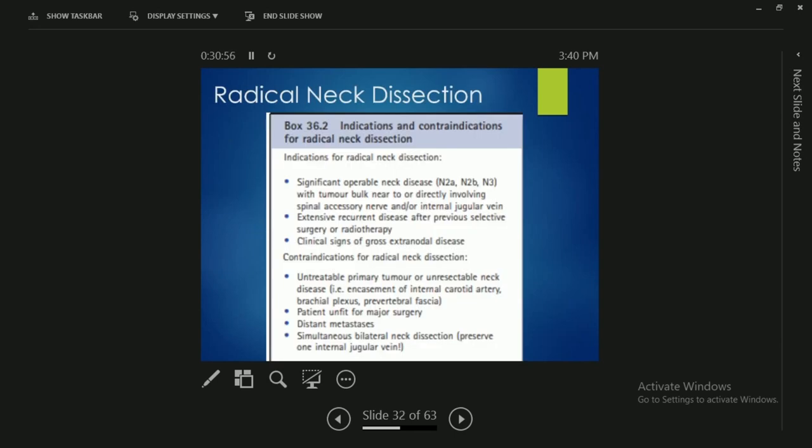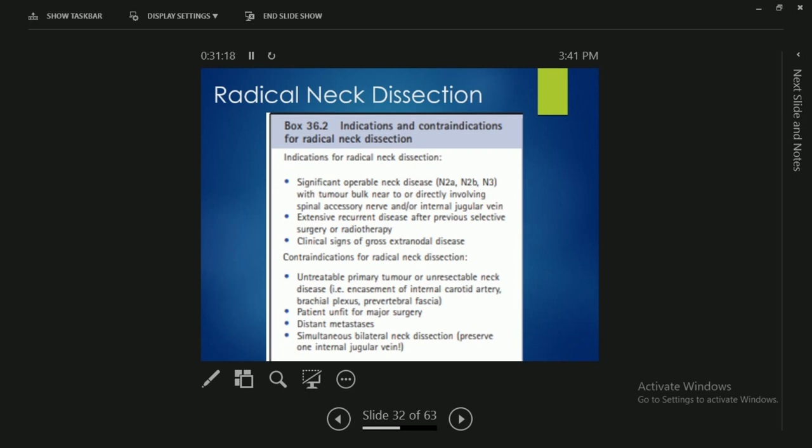The indications of radical neck dissection are significant operable neck disease at 2A, 2B and 3 with tumor bulk near to or directly involving the spinal accessory nerve and/or internal jugular vein, extensive recurrent disease after previous selective surgery or radiotherapy, and clinical signs of gross extranodal disease.